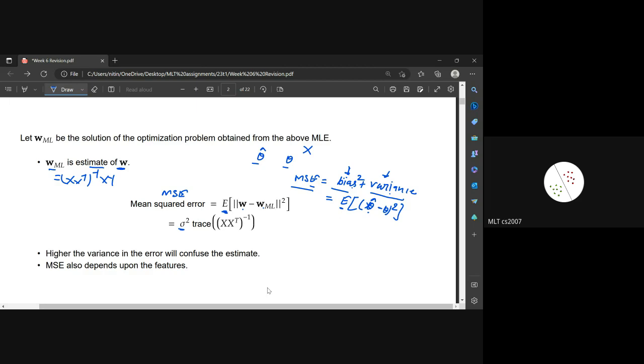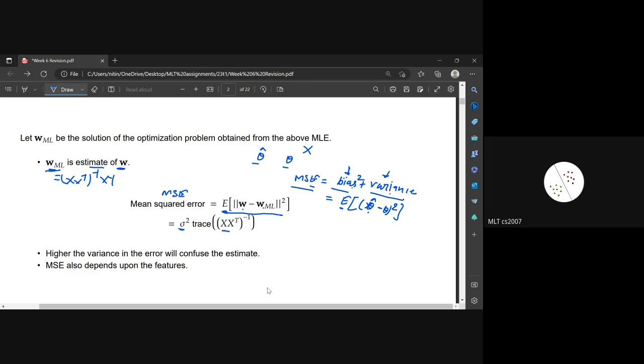So this is sigma square. Remember that we assumed the variance of the noise, and for X X transpose you take the trace of its inverse. I didn't do the proof, but you can check how this comes up. For now, assume that this expectation is sigma square times the trace of (X X transpose) inverse. So this is the mean squared error for this estimator. This is one way to check how good your estimator is. If this error comes out higher, then the estimator is suffering from either a bias problem or a variance problem, which we have to solve.